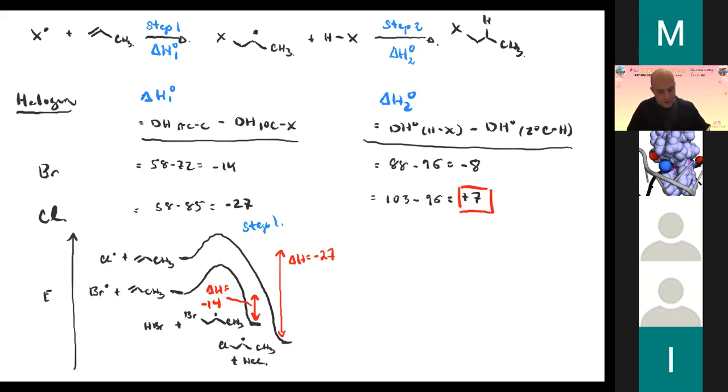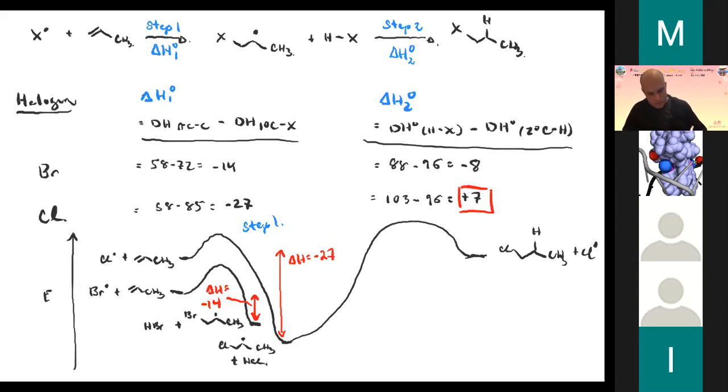And then the second step is where things kind of cross over. So I'm down here with my alkyl radical and HCl. They will find each other, and I will generate my product plus Cl dot, okay? And the problem is that this step is going to be uphill by 7 kcals per mole, okay?